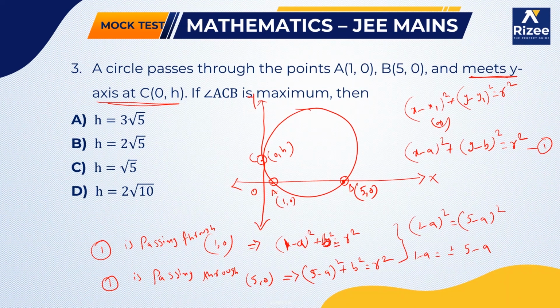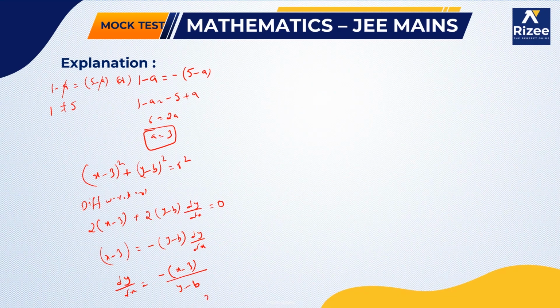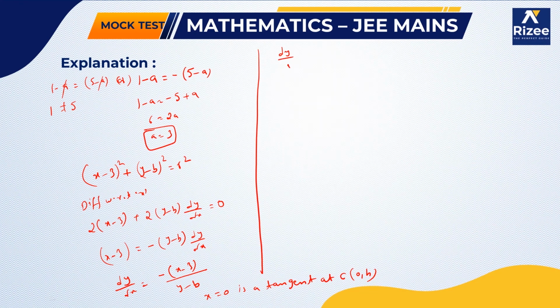So observe here, the y-axis is a tangent. Because the y-axis is a tangent, x is equal to 0 at C, 0 comma h. So dy by dx at 0 comma h is equal to 3 by (h minus b), 3 by (h minus b).